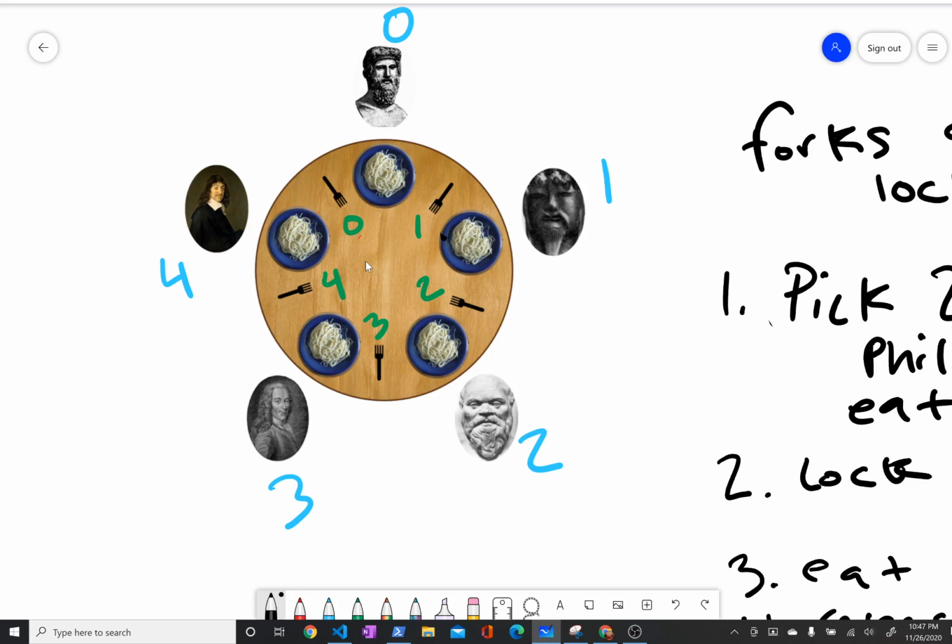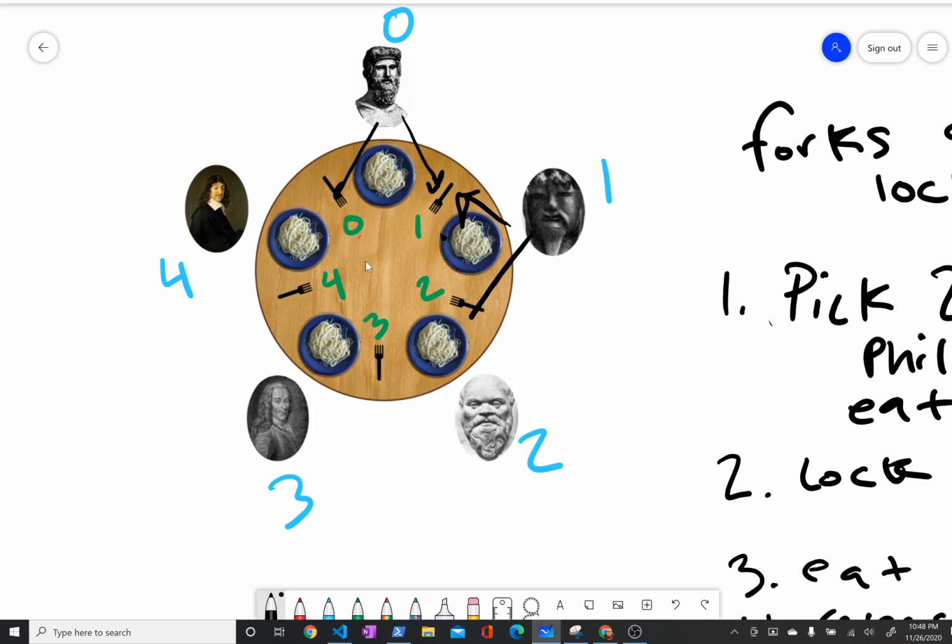So the problem is that all of these philosophers are going to try to simultaneously eat their spaghetti. What we want to do is organize it so that they can eat as much spaghetti as they want, meaning have as many periods where they pick up their forks, eat spaghetti, and put their forks back down, as many of those periods as we want, without the philosophers ever fighting for the same fork.